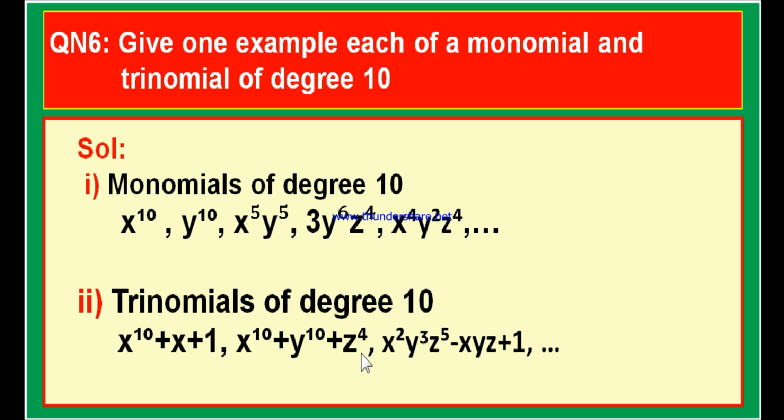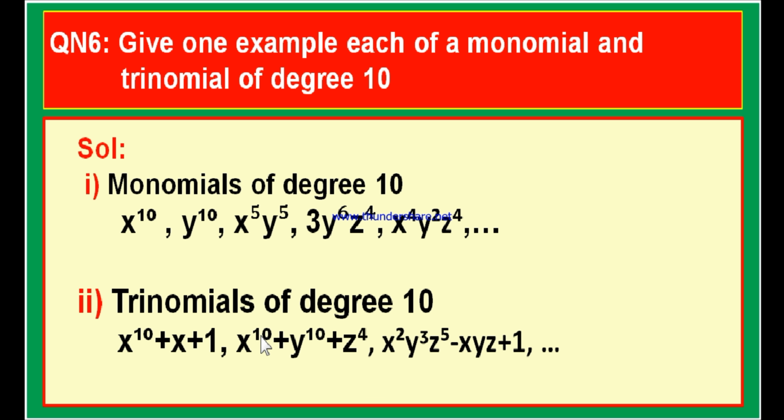Similarly, observe the second example, x power 10 plus y power 10 plus z power 4. Here it contains three terms. x power 10 is the first term, y power 10 is the second term, z power 4 is the third term. Therefore, it is a trinomial. It contains three terms.